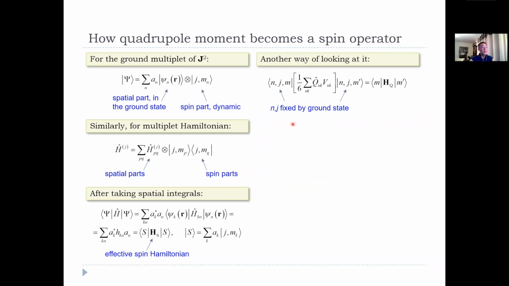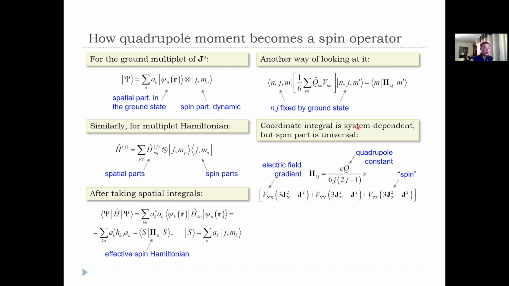Another way of looking at it is we've got N, J, M quantum numbers, where N and J are fixed by our ground state, right? And therefore, effectively, this is just M and M prime. And so effectively, it's with respect to the projection of the angular momentum, which we chemists call spin, and therefore, that's effectively a spin operator. So I've skipped maybe a couple of pages of really dense mathematics here, but after the dust has settled, you get our lovely quadrupole Hamiltonian, which we all know from the standard textbooks.